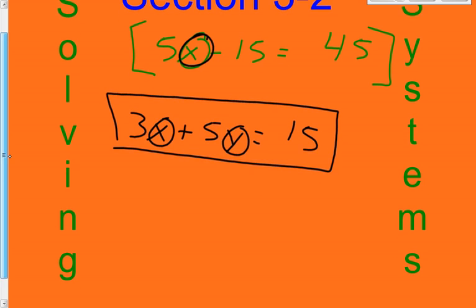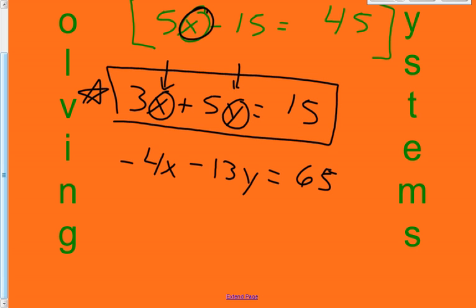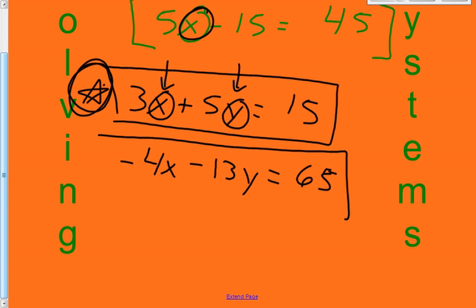So now in this chapter, we're going to have this equation, but then we're also going to have an equation maybe like negative 4x minus 13y equals 65, just for example. Now what we're going to find is an x and y ordered pair that satisfies this equation, as well as that same xy ordered pair satisfying this equation. So that's what we're going to be doing in this chapter.